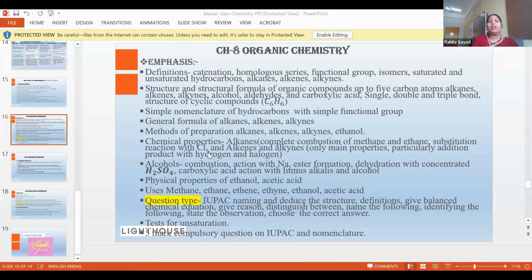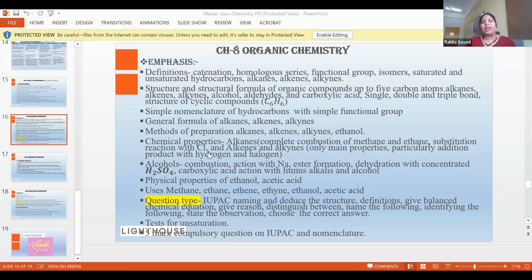Okay. So simple nomenclature of hydrocarbons with simple functional groups, general formula for alkanes, alkenes, alkynes, methods of preparation of alkanes, alkenes, alkynes, and ethanol is very important. If you analyze the reactions and equations of organic chemistry, you will see that the compounds used over here, for one compound is the property for the other compound. So it is going to repeat.